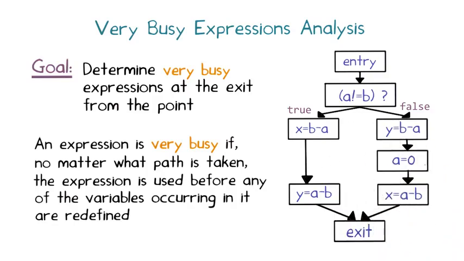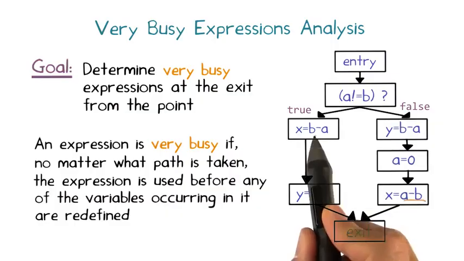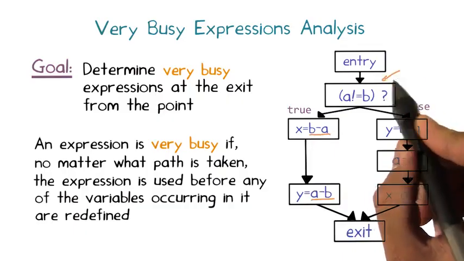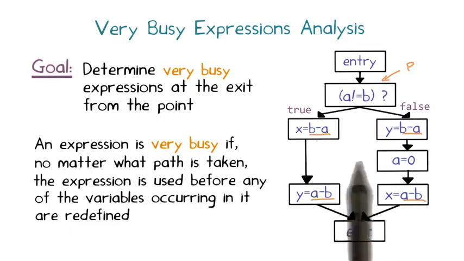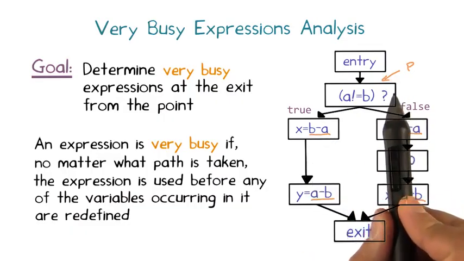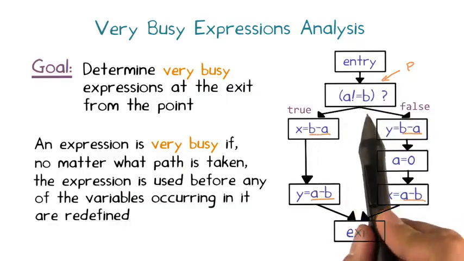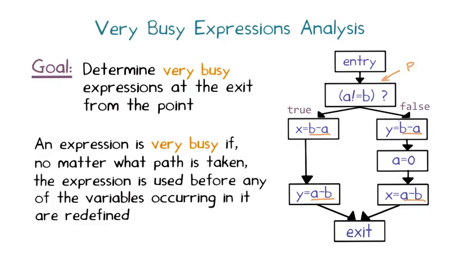Let us look at the following example program. Let's consider these two expressions in this program, a minus b and b minus a. Consider this program point p at the entry of this condition statement. The expression b minus a is very busy at this program point, since it is used along both paths from that point, before any of the variables occurring in this expression is redefined. Now let's consider the expression a minus b. This expression is used on both paths as well, but notice that variable a is redefined along one of those paths before the expression is used. Hence, expression a minus b is not considered very busy at the program point p.